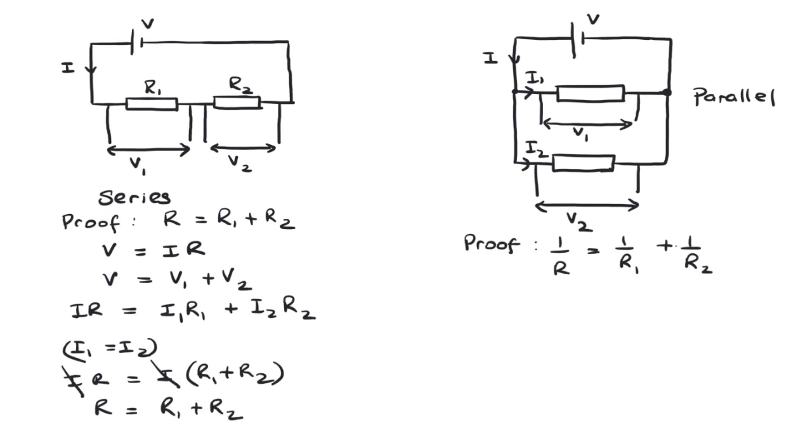Now similarly, if you're talking about a parallel circuit, then the voltage remains the same. Okay, so over here V is equal to V1 is equal to V2, but the current adds up.